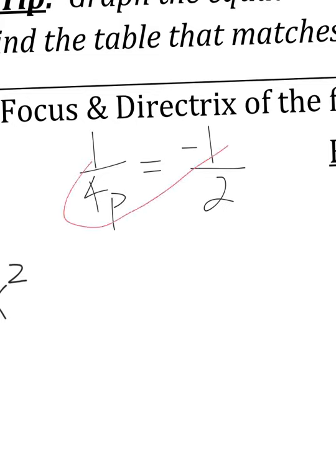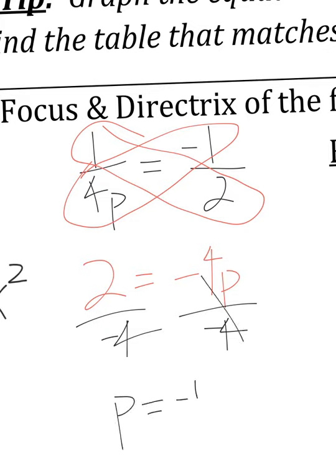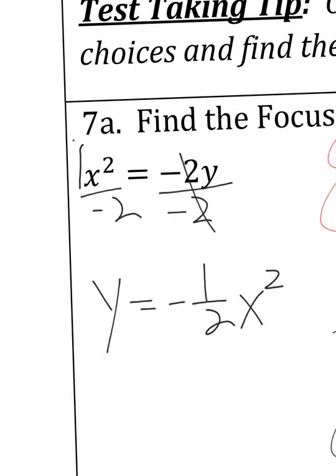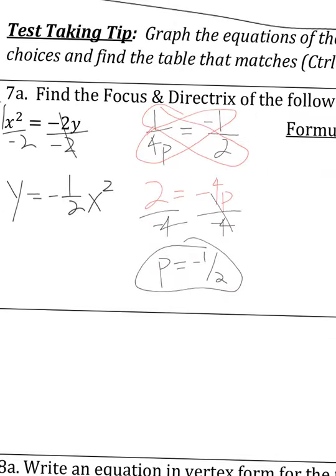So we're going to cross multiply here. So we got 1 times 2, that's 2. And we have 4p times negative 1, so negative 4p. So that means we divide by negative 4. And that'll reduce to negative 1/2. So p equals negative 1/2. So it's kind of a coincidence that it was the same number over here. But yeah, that's how it went.